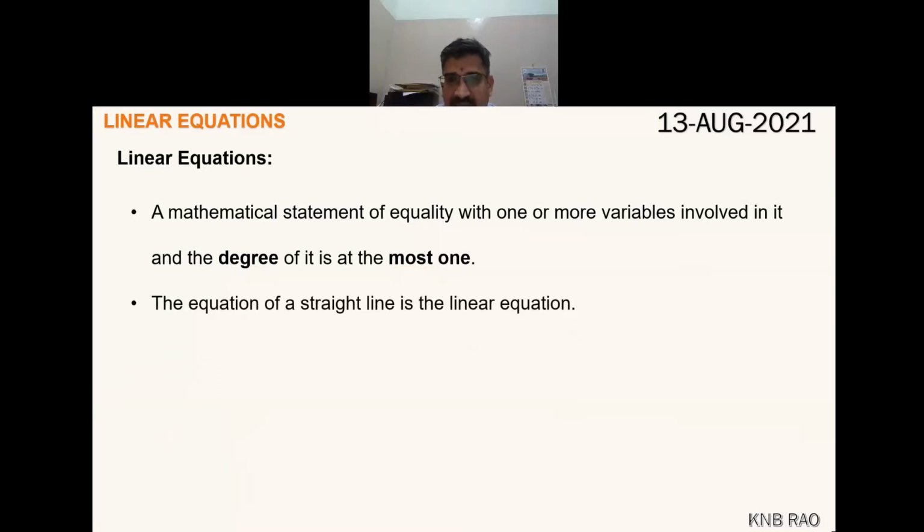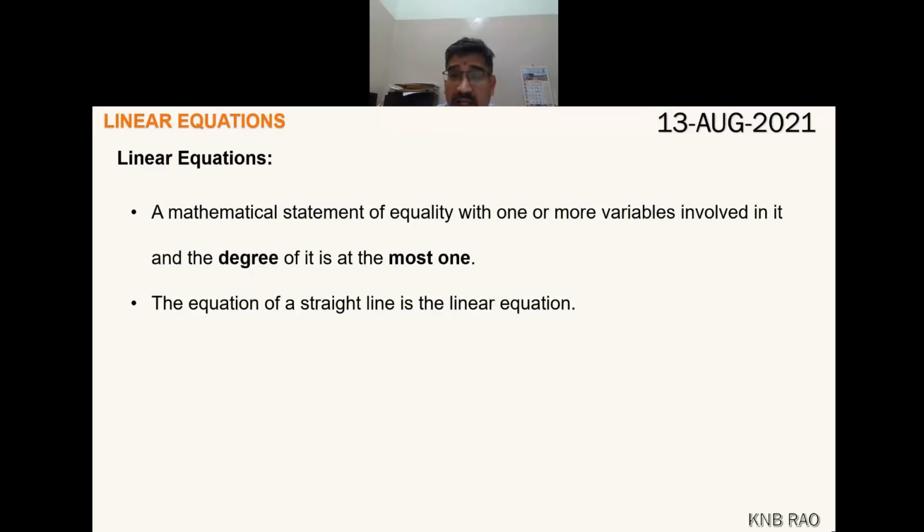Now, the equation of a straight line is called a linear equation. What does this mean? Remember, children, if you represent any linear equation graphically, it will definitely give you a straight line. The graphical representation of a linear equation is always a straight line. So people also say the equation whose graph is a straight line is called a linear equation.